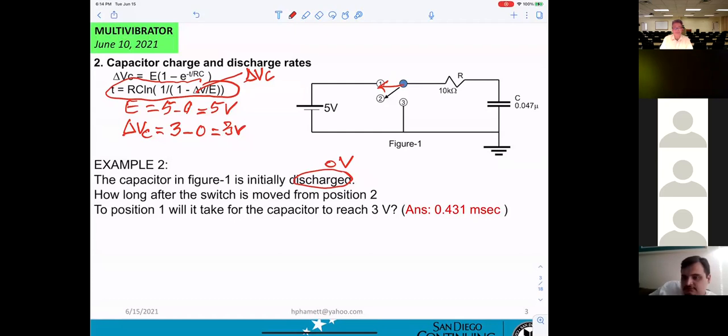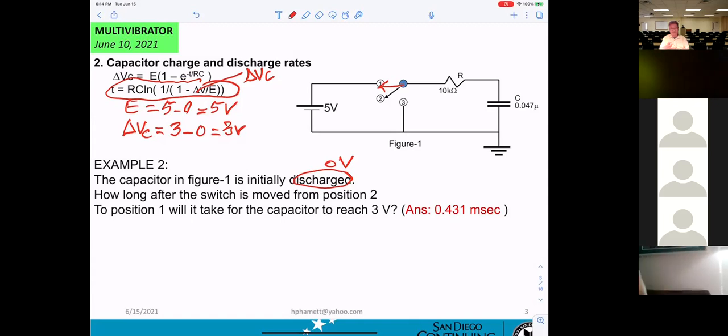Okay, but where I was getting confused is there are two words that you've been using a lot. The initial, which is where the capacitor is at initially, and then what it's trying to reach. So when you said from position 2 to position 1, it'll take the capacitor to reach 3 volts, I thought we were trying to reach 5 volts. Now that's quite different. Okay, what does E mean? That means the difference from the initial, which will be 0, right?